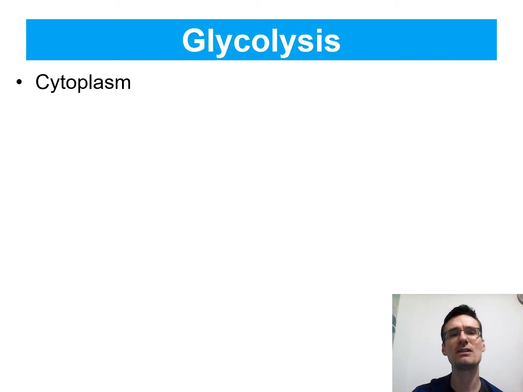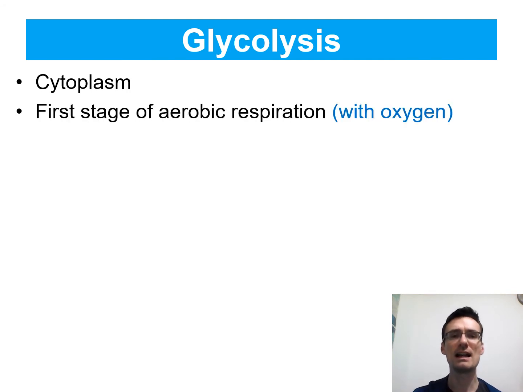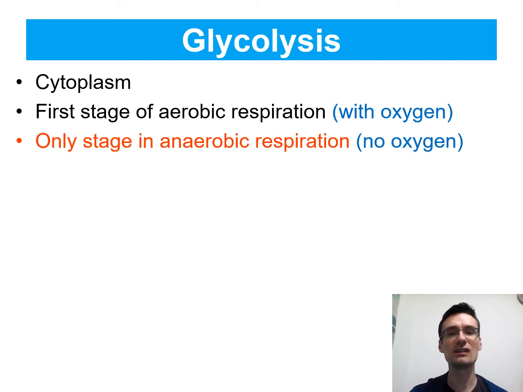So glycolysis, what do we need to know? It happens in the cytoplasm. We've said that. It is the first stage of aerobic respiration, which you should know means with oxygen. It is the only stage in anaerobic respiration. And I just want to really point out that anaerobic respiration means no oxygen. Some people fall into the trap of saying it means less oxygen, but it needs no oxygen. And you get a lot less energy or less ATP when you do anaerobic compared to aerobic respiration.